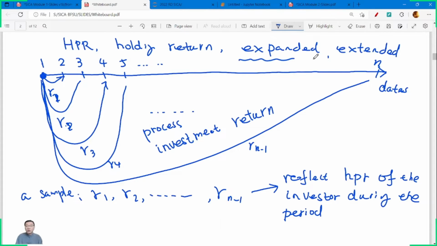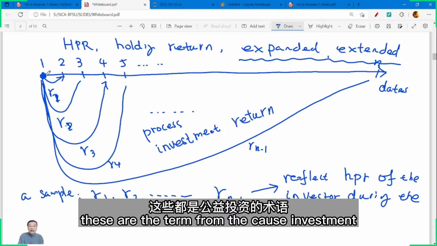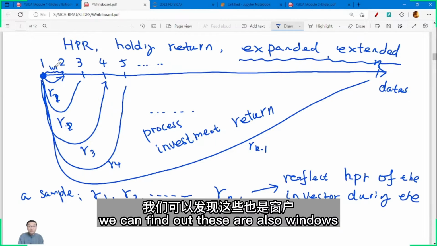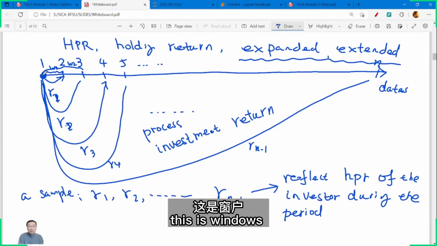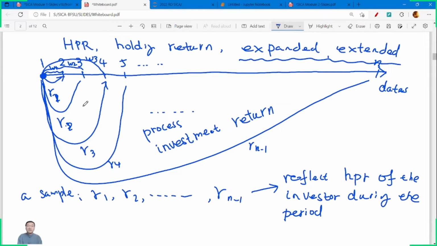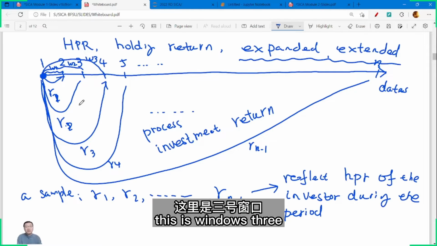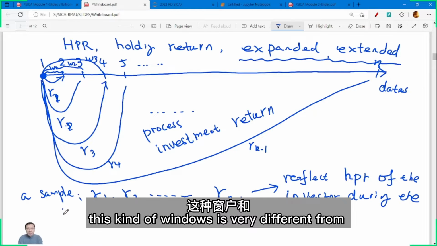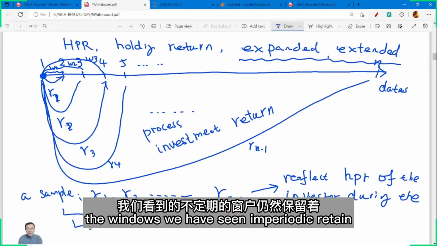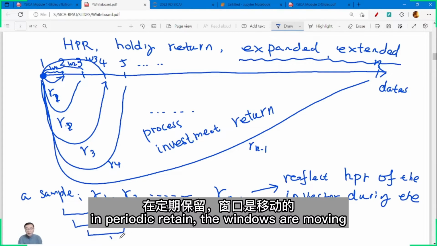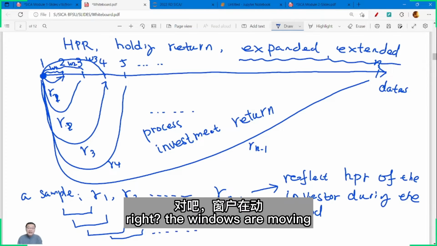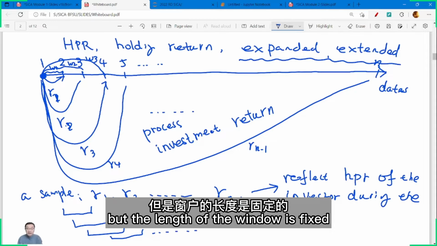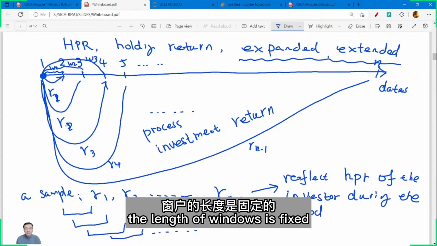Also, in the terms of statistics, we can find out these are also windows. This is Window 1, this is Window 2, this is Window 3. And we find out this kind of window is very different from the windows we have seen in periodic return. In periodic return, the windows are moving, right? The windows move one step each time, but the length of the window is fixed. So this is the situation for the windows in periodic return.